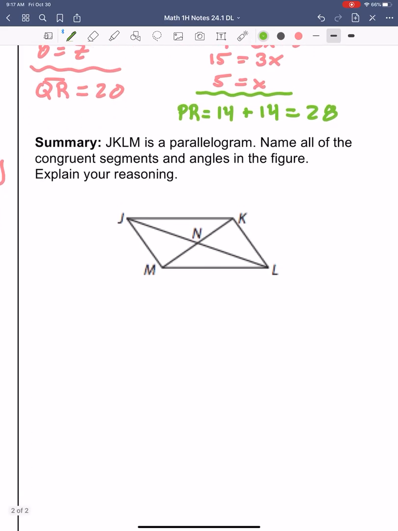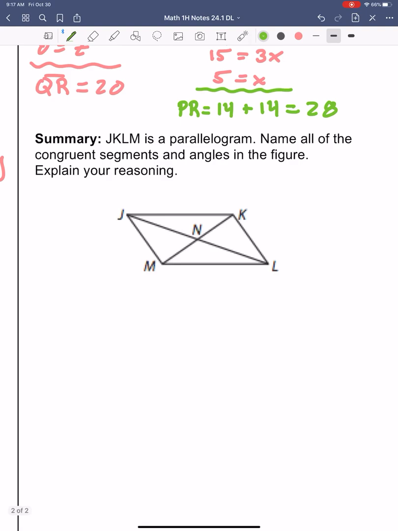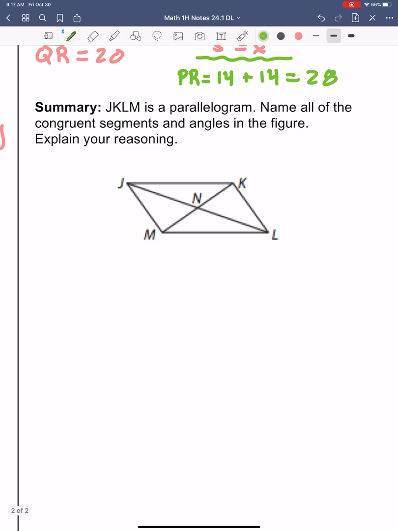All right, the summary here, it says JKLM is a parallelogram. Name all of the congruent segments and angles in the figure. Explain your reasoning. Okay, I'm going to get you started here, and then you can go ahead and pick up with this. We can talk about it in class here. I just want to go ahead and mark off a few things here. So first, I want to mark off what we just talked about, and that's that these diagonals bisect each other.